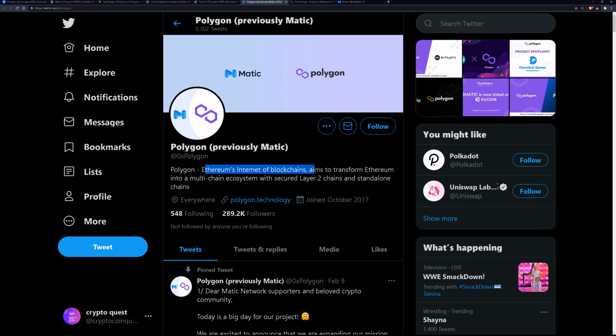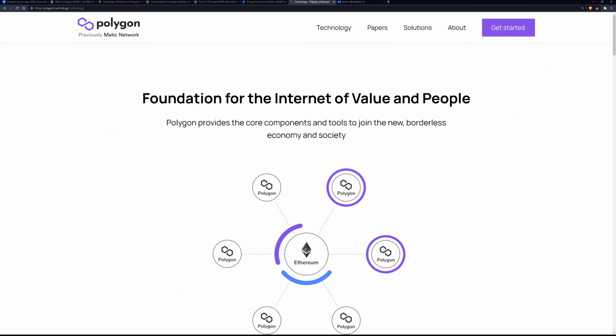Ethereum's Internet of Blockchains aims to transform Ethereum into a multi-chain ecosystem with secured layer 2 chains and standalone chains. So let's look at the technology of Polygon, the foundation for the Internet of Value and People. Polygon provides the core components and tools to join the new borderless economy and society.